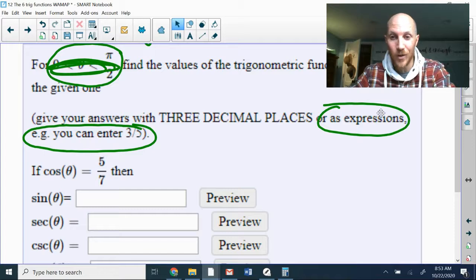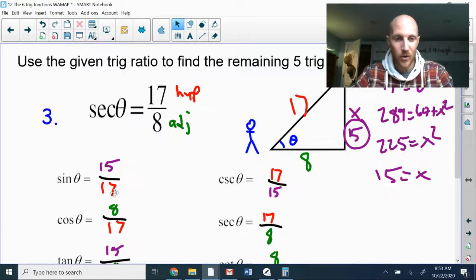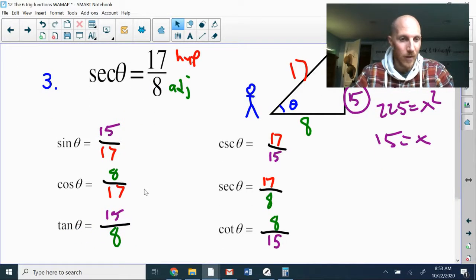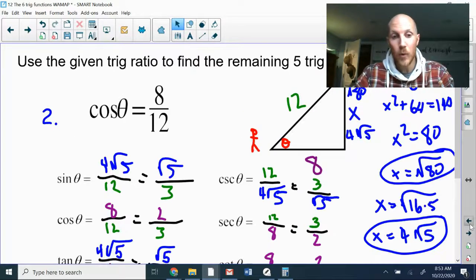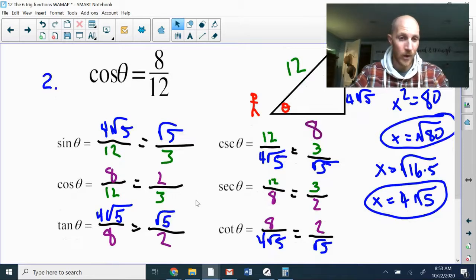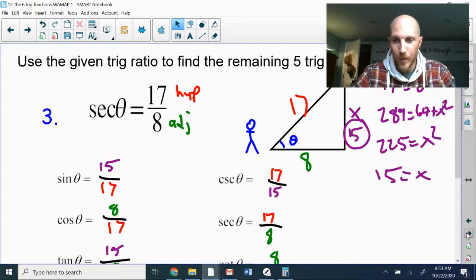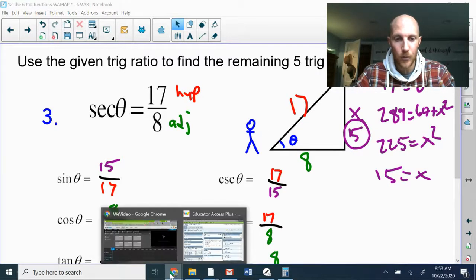Or just enter them as expressions, meaning fractions. So if you want to type in the fraction like we just have been demonstrating here, just type that fraction in. So for example, if you were typing sine into the WAMAP assignment, just leave it as a fraction, 15 over 17. Or if you had radicals, you can leave radicals as part of the fraction, enter that directly into WAMAP. So the second example we did, for example, sine was radical 5 over 3. After we reduced it, you can just enter that as the square root of 5 over 3 and type that right into your WAMAP. All right, that is what you need to know.